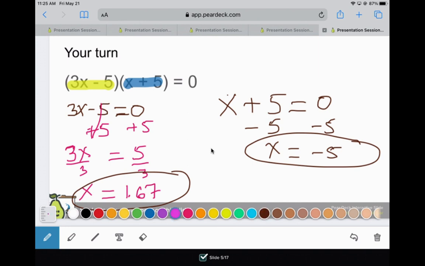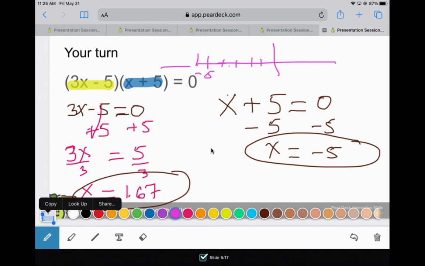And some of you, I think, what you want to see is a graph. So in here is somewhere negative 5. 1, 2, 3, 4, 5. 2, 3, 4, 5. So this is negative 5. So that's this point right here. This was 1.67, so it's around here. So I can graph this function. Those are the 2 points that I'm looking at.